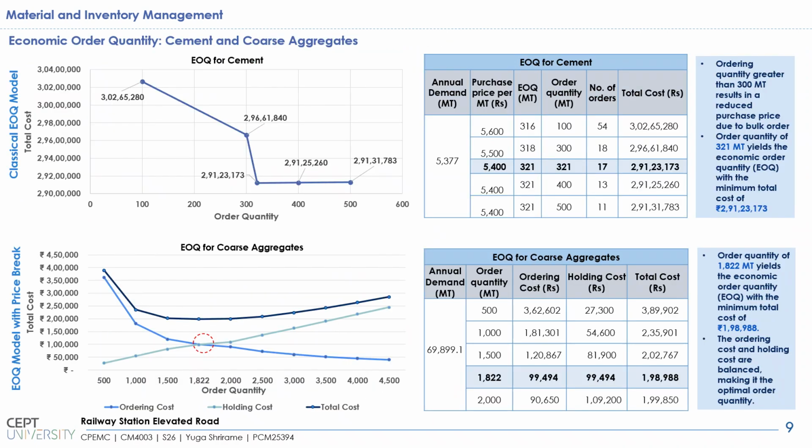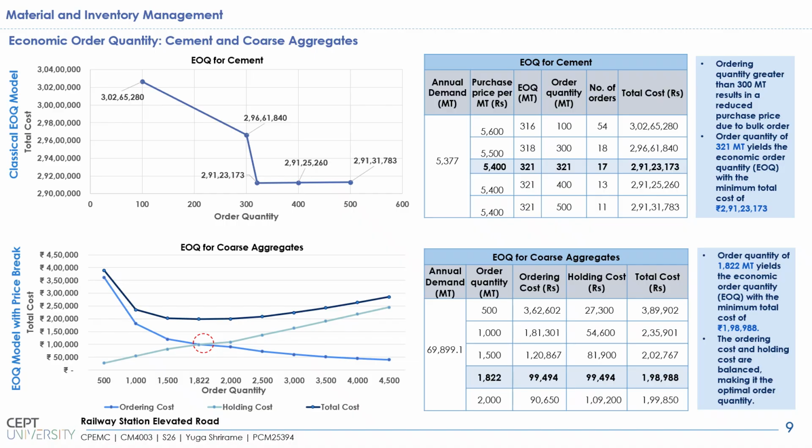For the economic order quantity, the analysis is being done on cement and coarse aggregates. The analysis on cement is done using the classical EOQ model, and the analysis for coarse aggregate is done with the price break model. The analysis has shown that an ordering quantity of 321 metric tons yields the EOQ in the case of cement, with a minimum total cost of around 2.91 crores. In the case of coarse aggregates with the price break model, an ordering quantity of 1,822 metric tons yields the EOQ with a cost of around 1.98 crores.